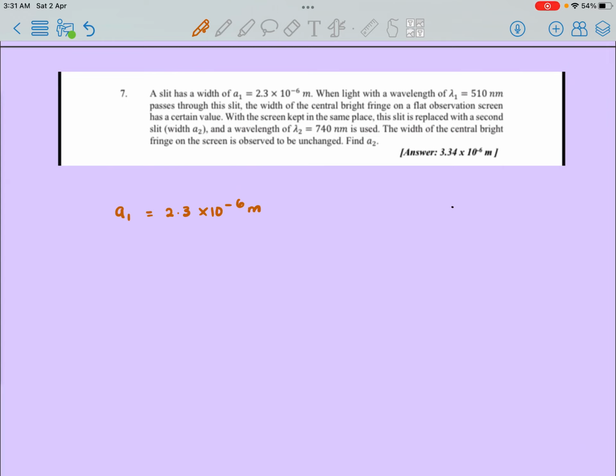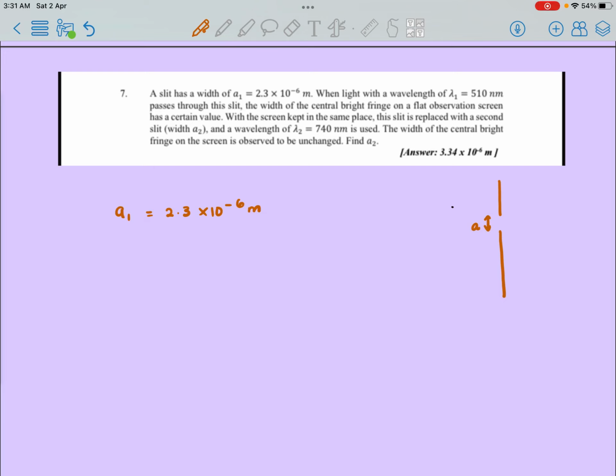So kalau kamu tengok kat sini kan, we have a slit width. So kita ada slit width kan. So now we are talking about the diffraction by single slit lah. Okay. Right. So when a wavelength of lambda 1, 510 nanometer passes through the slit, the width of the central bright fringes on a flat observation screen has a certain value.